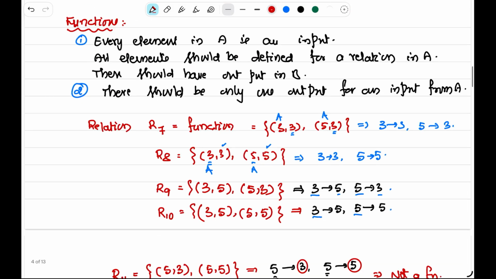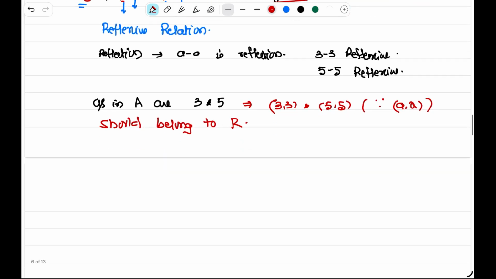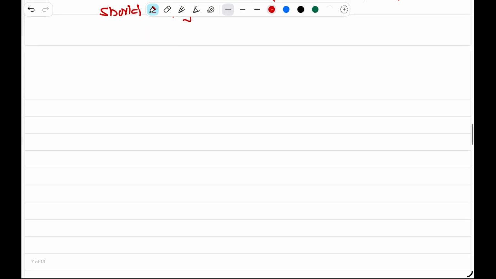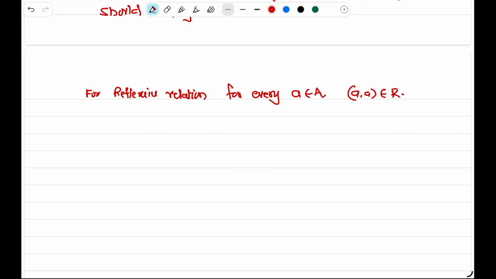That means, what are the relations which have both (3, 3) and (5, 5)? For reflexive relations, for every a belonging to A, (a, a) should belong to R.